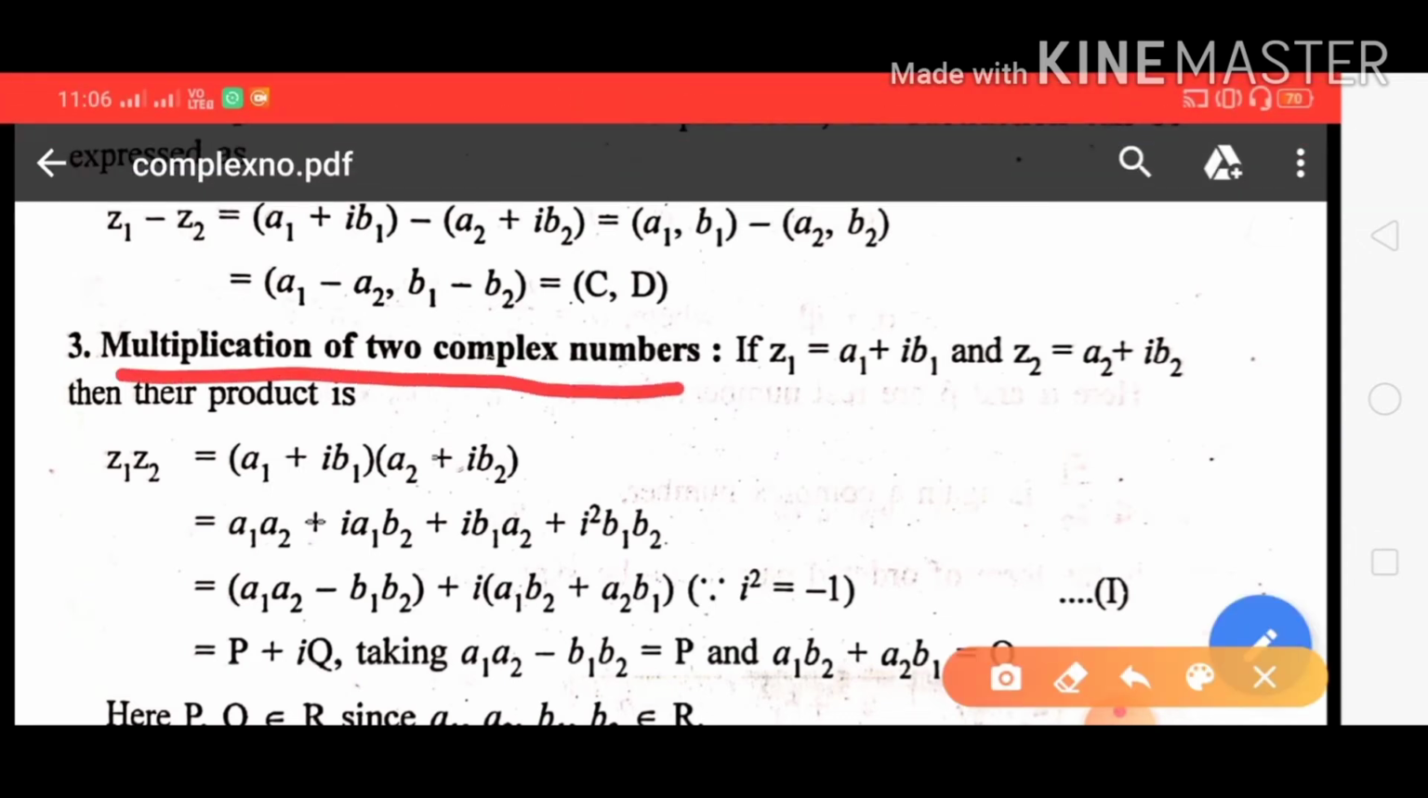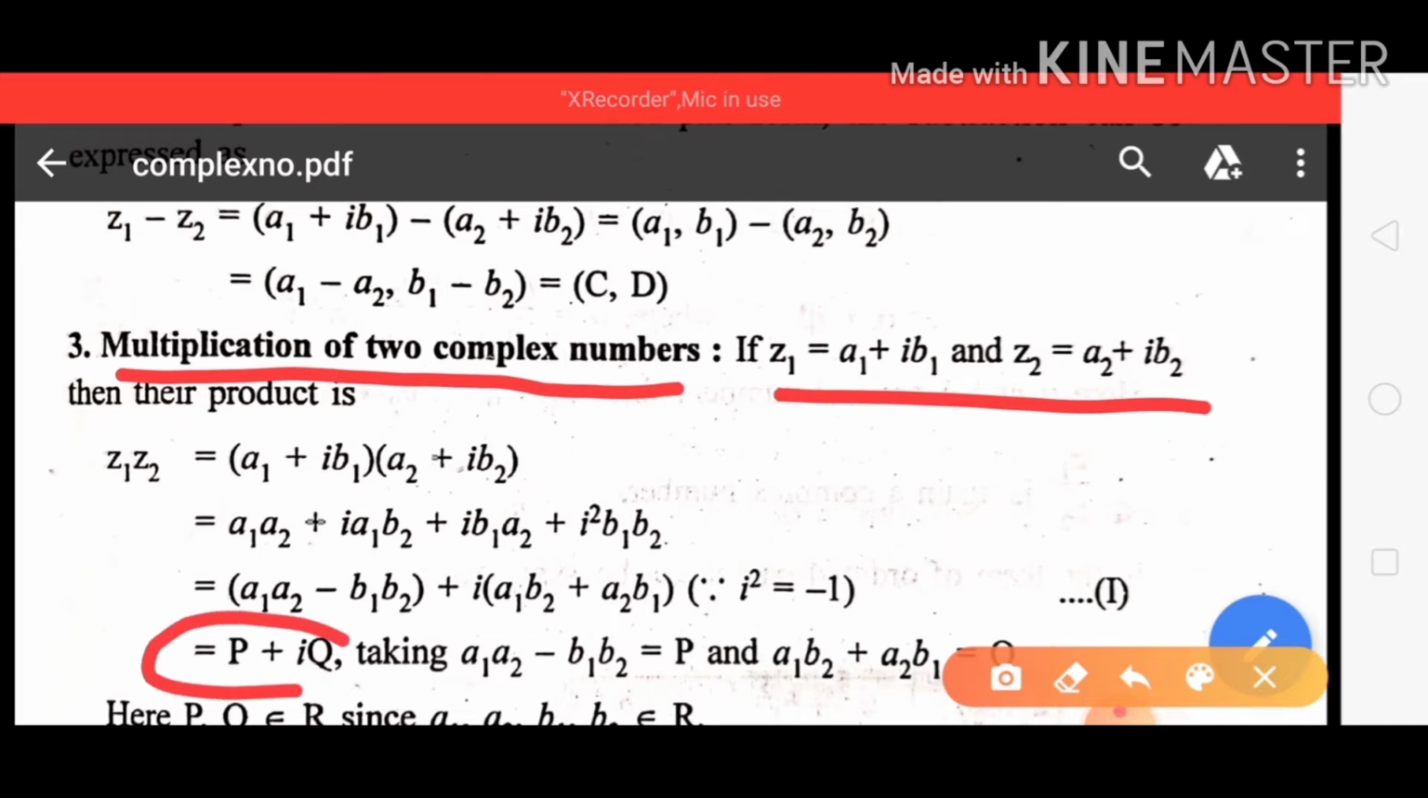Then we have multiplication. Multiplication of two complex numbers. Same way, when you multiply, you have another complex number p plus iq, where p is the real part and q is the imaginary part.